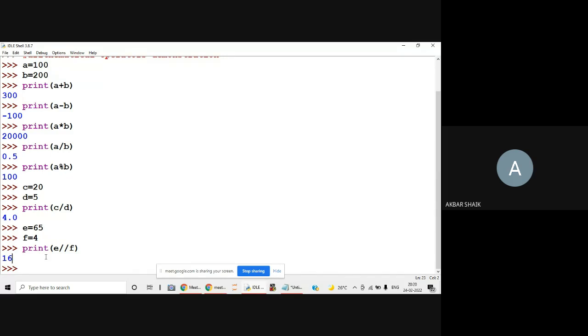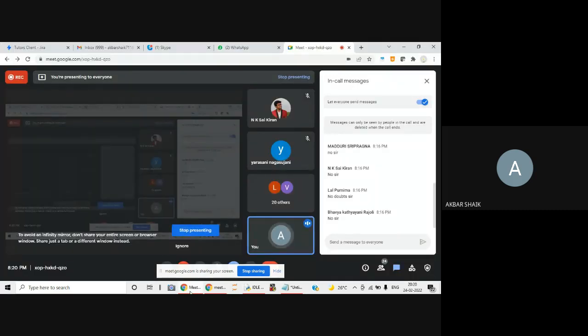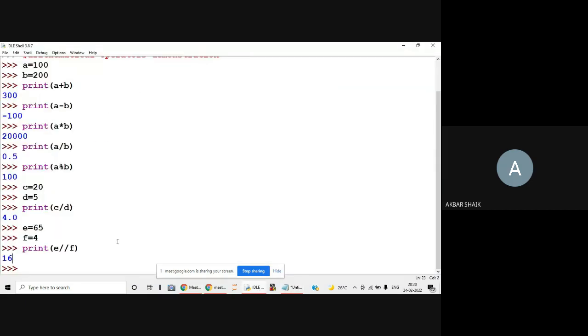Understood? All these operations understood? Any doubts? Please respond in the chat box if you have any doubts in arithmetical operations. Anyway, it is not a program, it is only practice from the Python IDLE shell. We'll write a program also for the same. Okay, we'll do one more operation, that is exponential.